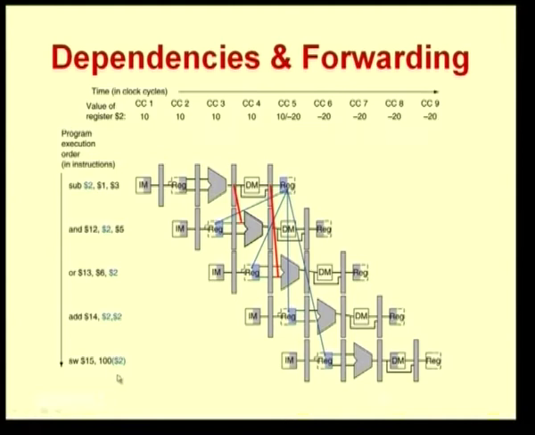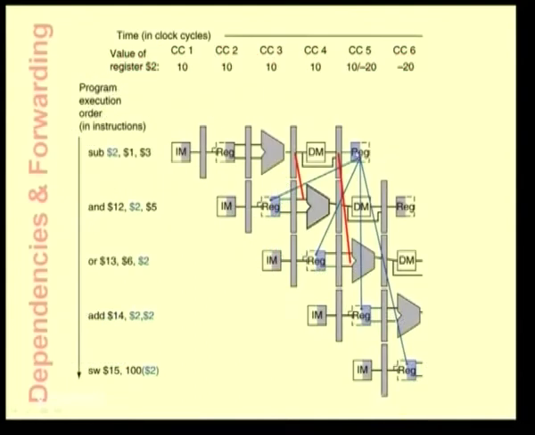Now, let us look at when these different instructions require the value that is produced by the sub instruction, the first instruction. The actual register value will be written in clock cycle number 5. This is where it will actually be written. So, you can see that it is written in clock cycle number 5, but let us look at when the AND, OR and add instructions actually need to use that value.